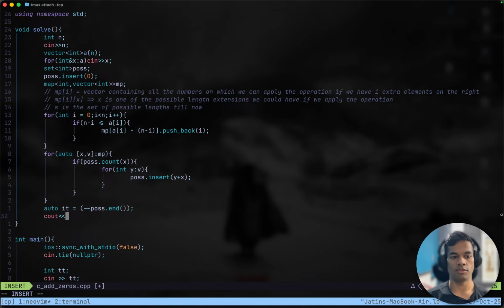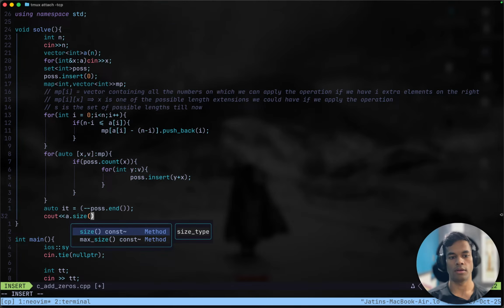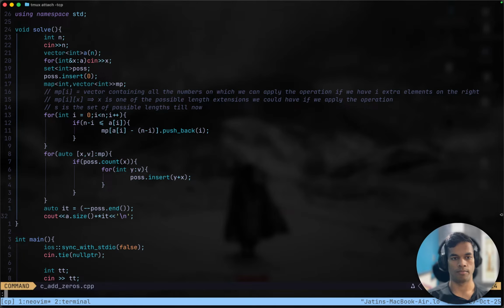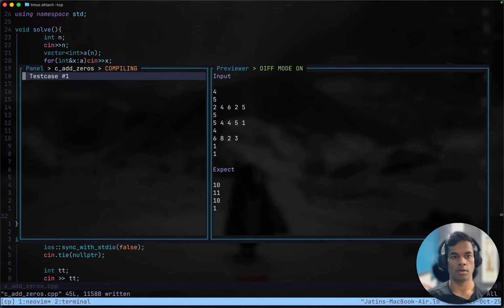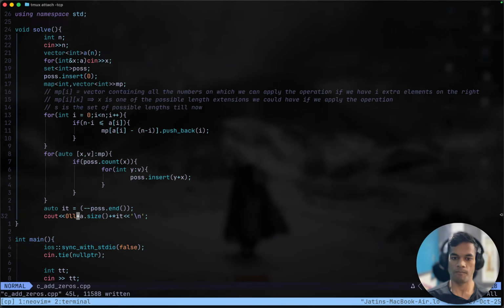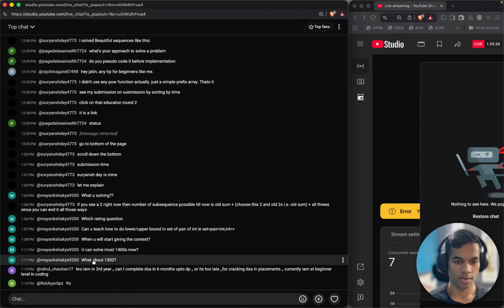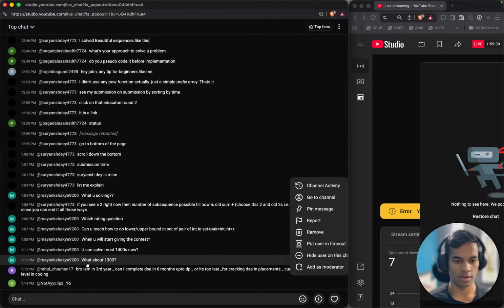And cout a dot size plus ip, plus 0 long long plus. This should work. So that is pretty nice. Huh? What about, yes, I guess yes. Yeah, 1300 I can solve.